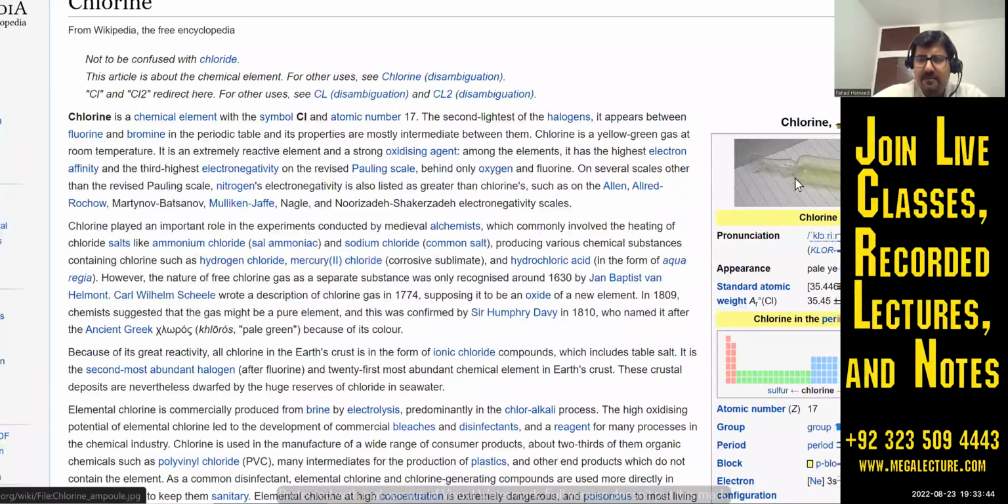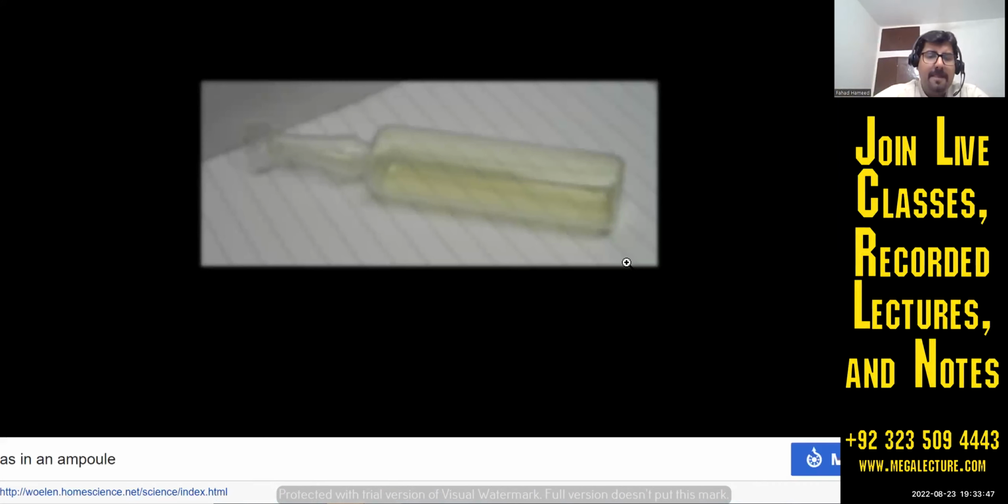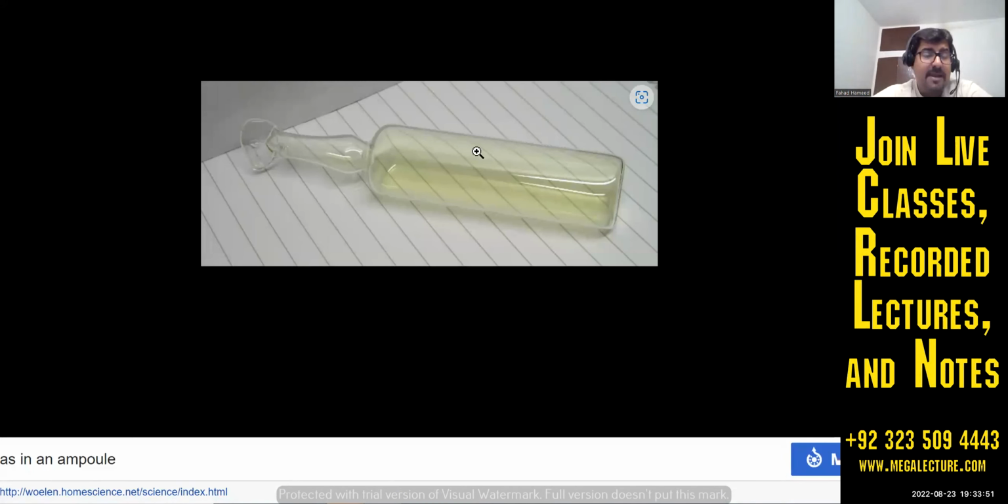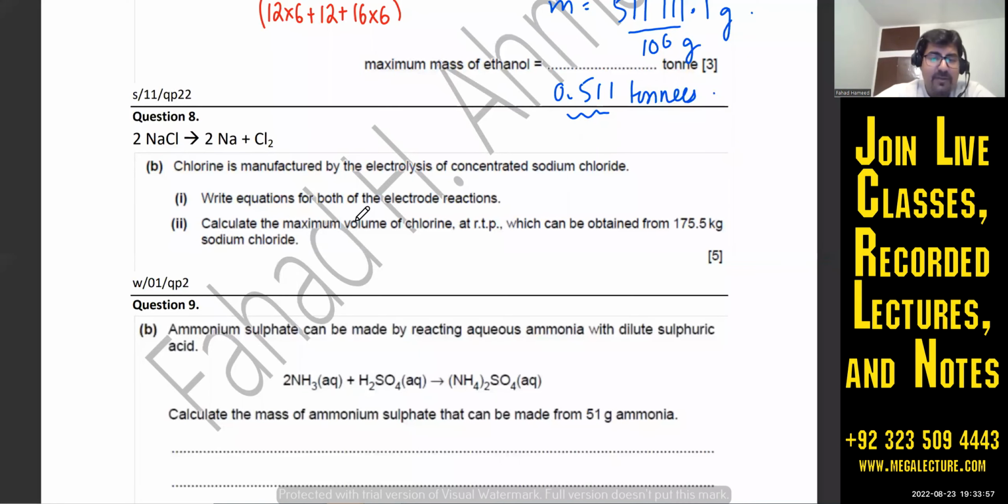So it's a greenish yellow gas. That's what chlorine is. So it's a gas. Now here he's asking for the volume of chlorine gas, right? Maximum volume. So which formula for moles will come here? How do you find volume?